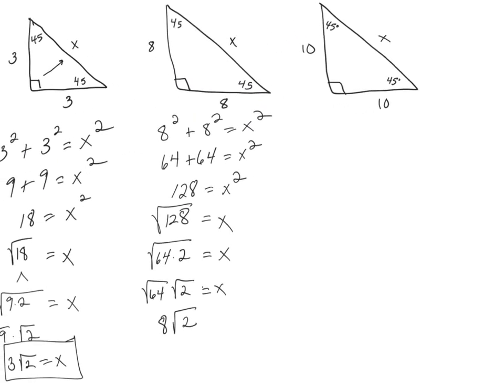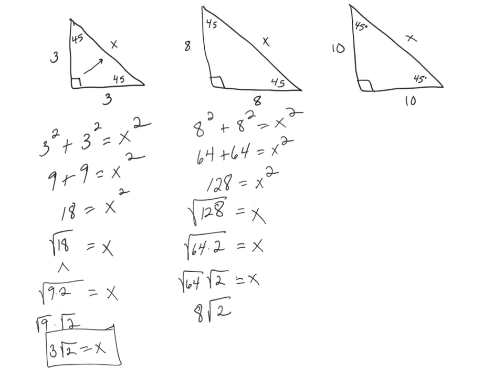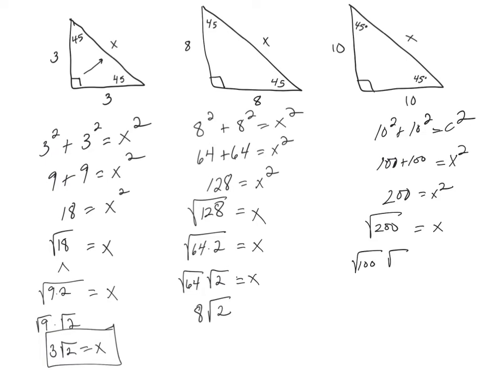And if you did our third example, we're going to get 100 plus 100 equals x squared or c squared. Of course, x is equal to the square root of 200. And then I can break that down as the square root of 100 times the square root of 2. So the length of my hypotenuse is 10 square root 2. You should see a pattern here.